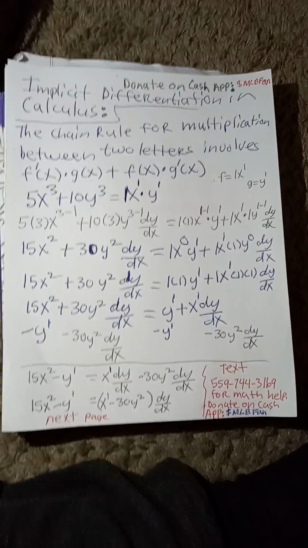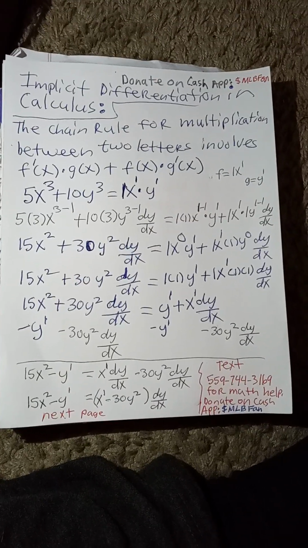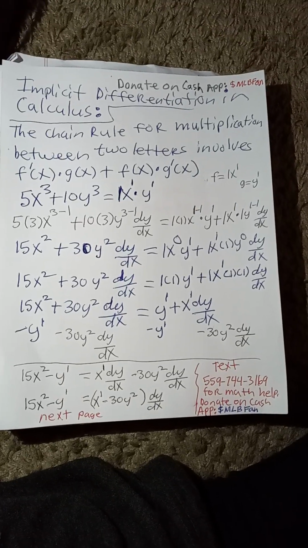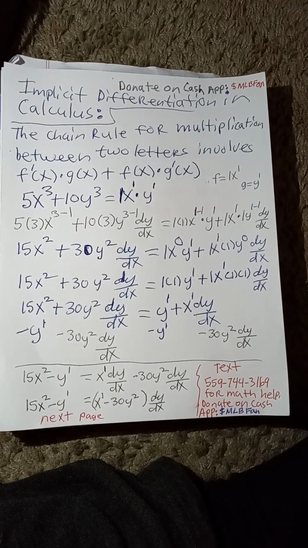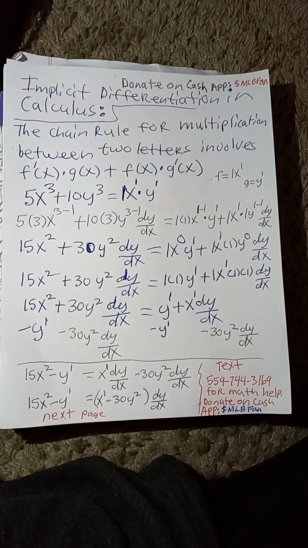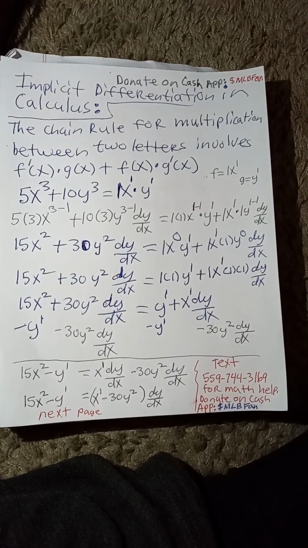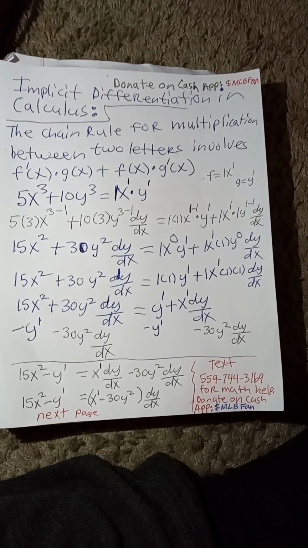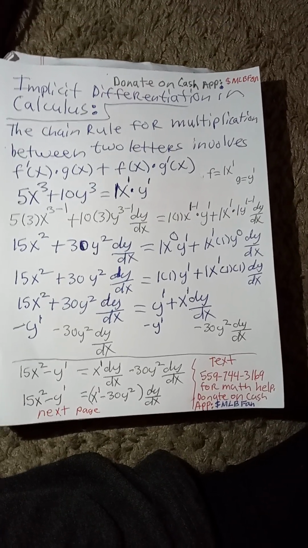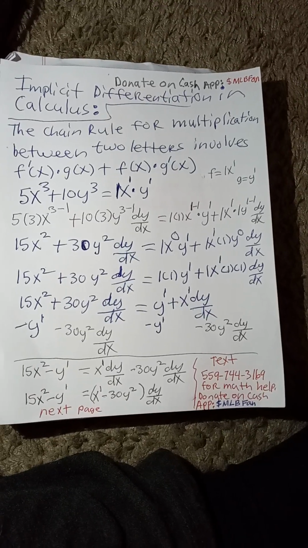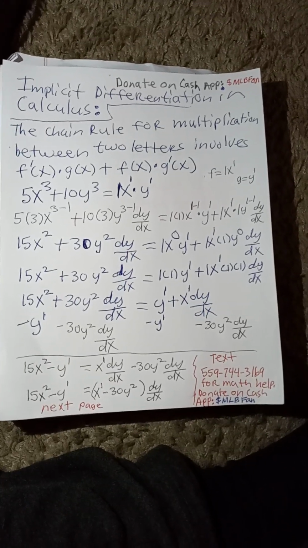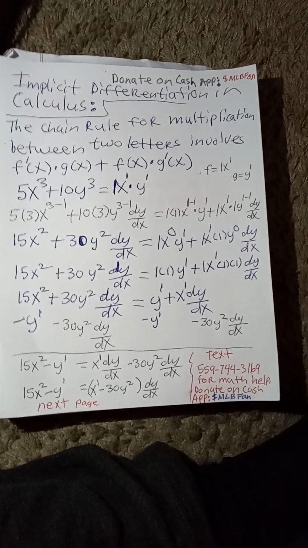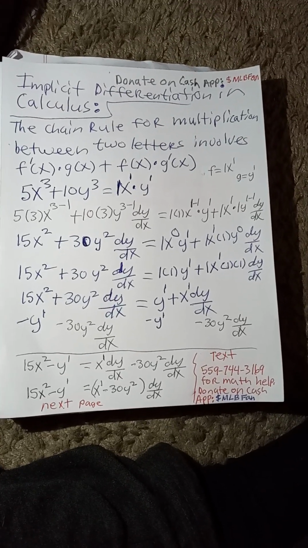Let's look at the function 5x to the third power plus 10y to the third power is equal to 1x to the first power times y to the first power. We need to let f equal 1x to the first power and g equal y to the first power. And that is for the right-hand side of the equation where the product rule is needed to simplify.